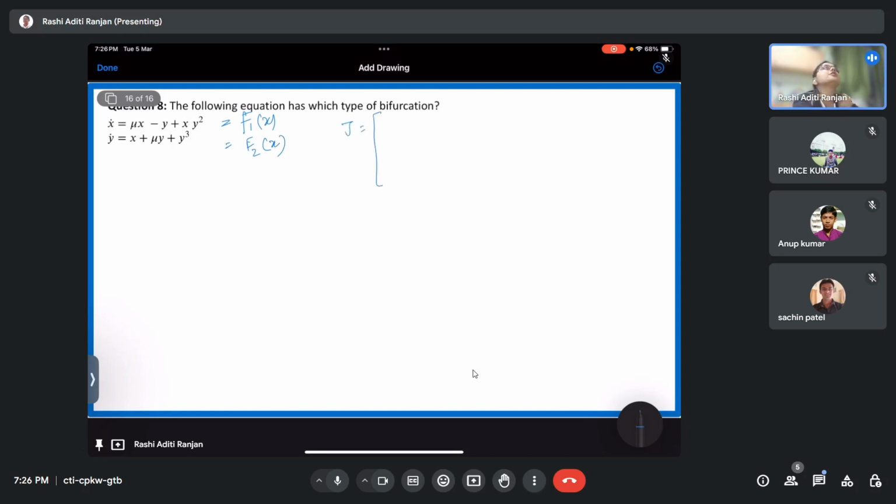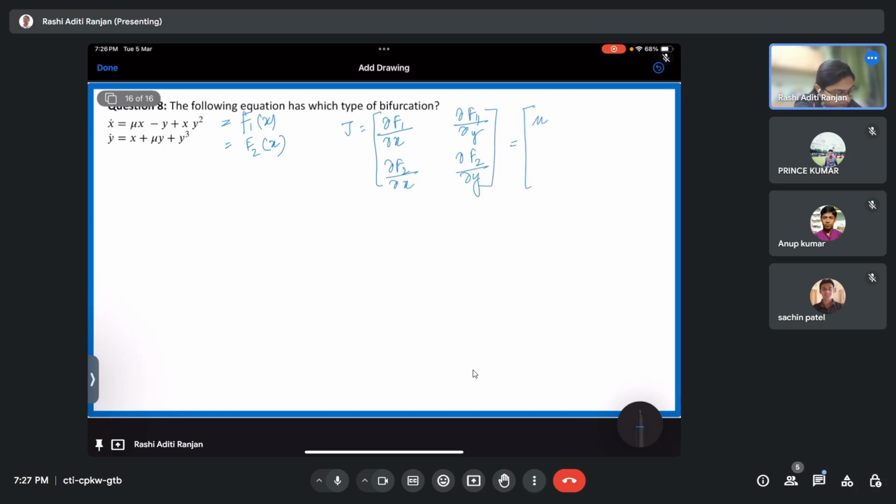Okay, Jacobian is essentially used to linearize the system. Okay, so what we do is that we linearize the system. Then we put in the value of the fixed point. Okay, and then we try to find out how the system is actually behaving. Okay, so Jacobian, what is going to be the Jacobian? Del f1 by del x, del f1 by del y, del f2 by del x, del f2 by del y. So what am I going to have?